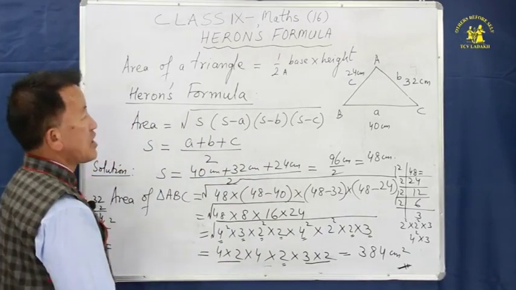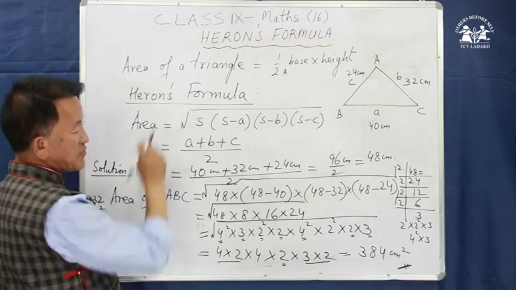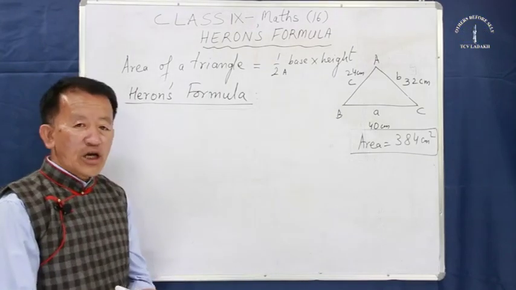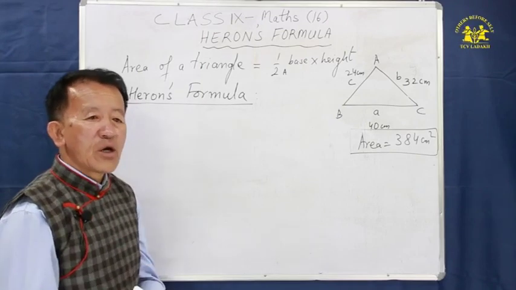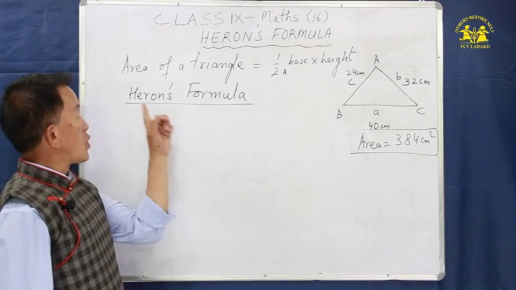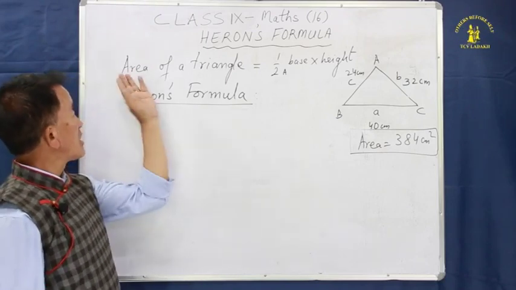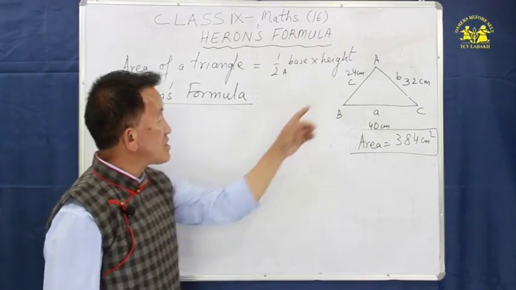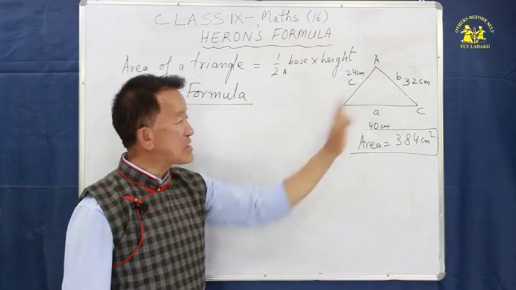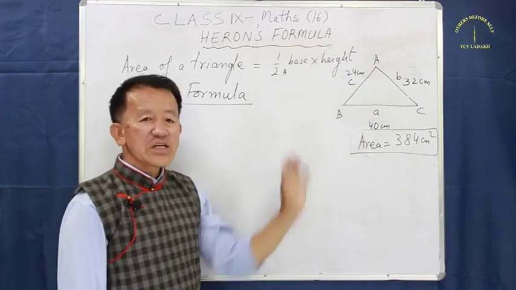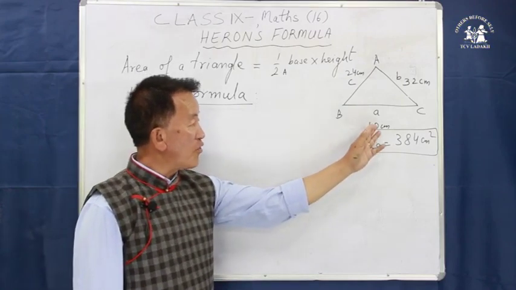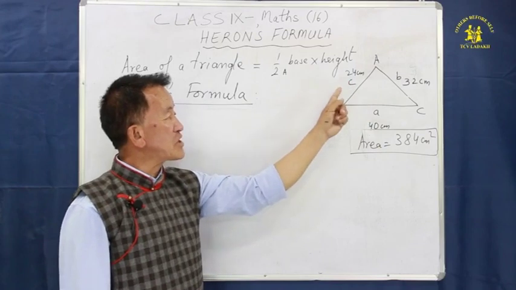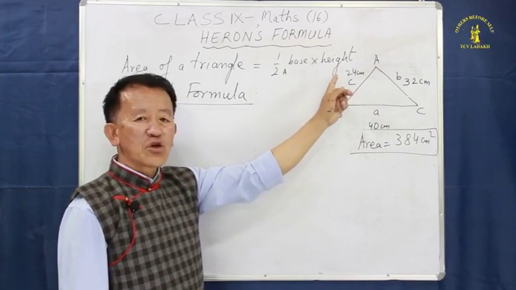the area of triangle ABC using Heron's formula, which is 384 square centimeter. So in the concluding part, what we shall do is verify whether Heron's formula is correct or not using the earlier formula of area of a triangle, that is half base into height. If you notice the sides of triangle ABC, you'll find if we square all the 3 sides, then the square of the longer side, 40 centimeter, will be equal to the sum of the squares of the 2 shorter sides, that is 32 centimeter and 24 centimeter.